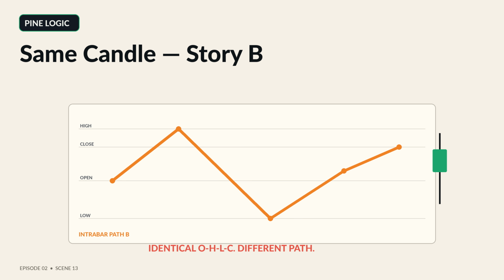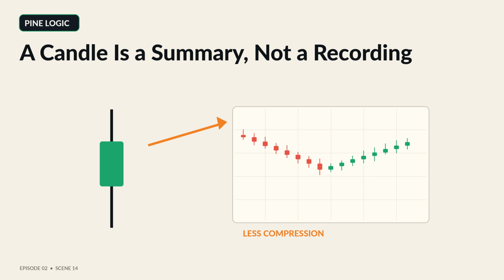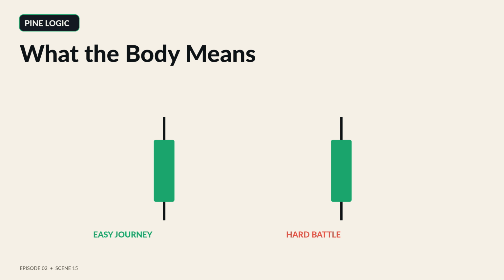The candle has compressed the sequence out of existence. That is why a candle is a summary, not a recording. A lower time frame or order flow feed can expose information the higher time frame erased. More detail does not automatically mean a better trade. It simply means less compression.